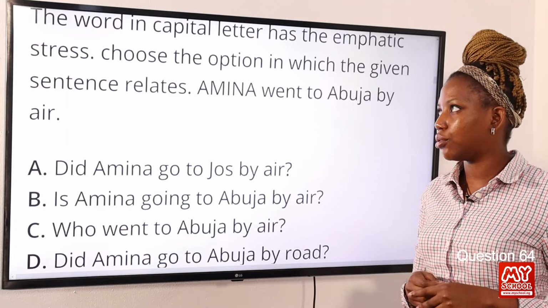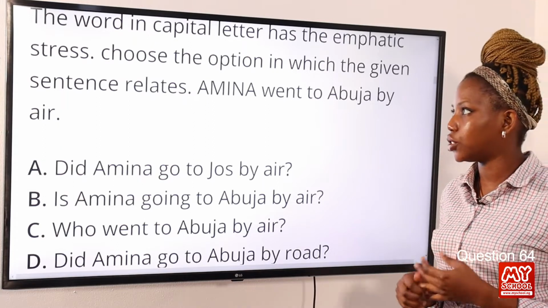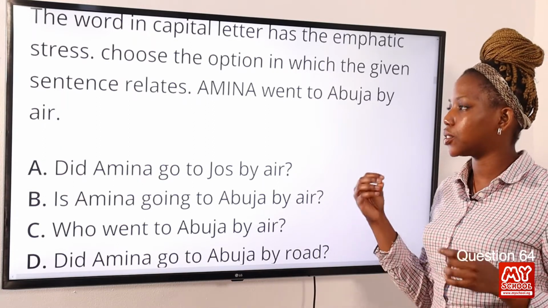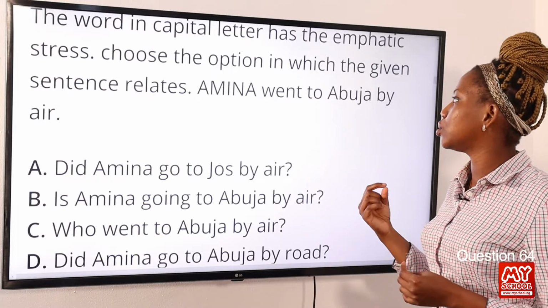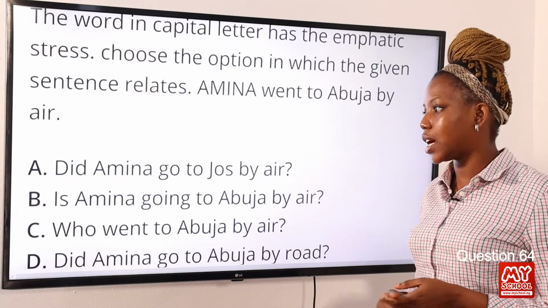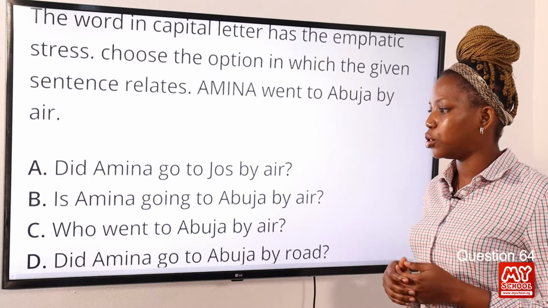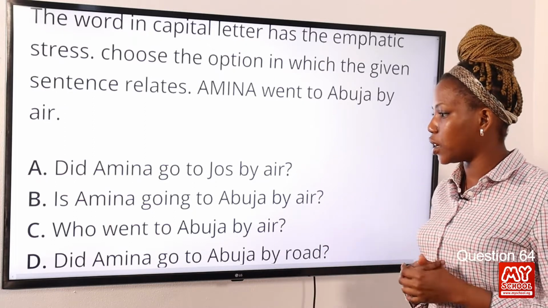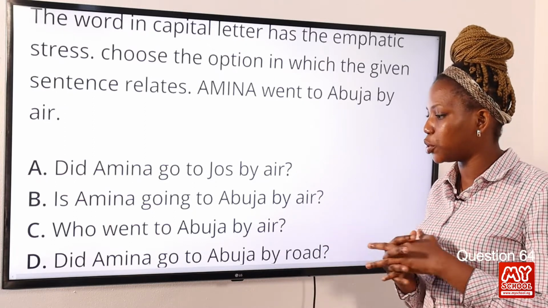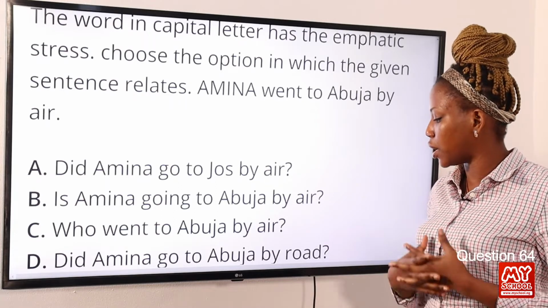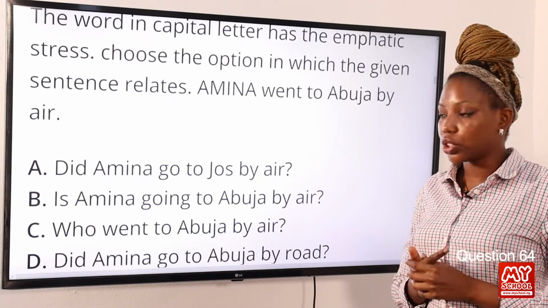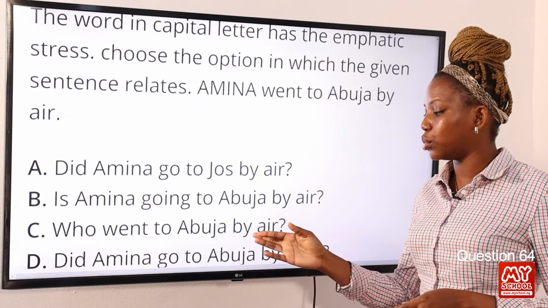Question 64. The word in capital letter has the emphatic stress. Choose the option in which the given sentence relates. Amina went to Abuja by air. Option A, did Amina go to Jos by air? Option B, is Amina going to Abuja by air? Option C, who went to Abuja by air? Option D, did Amina go to Abuja by road? Now the answer to this question is option C, who went to Abuja by air.